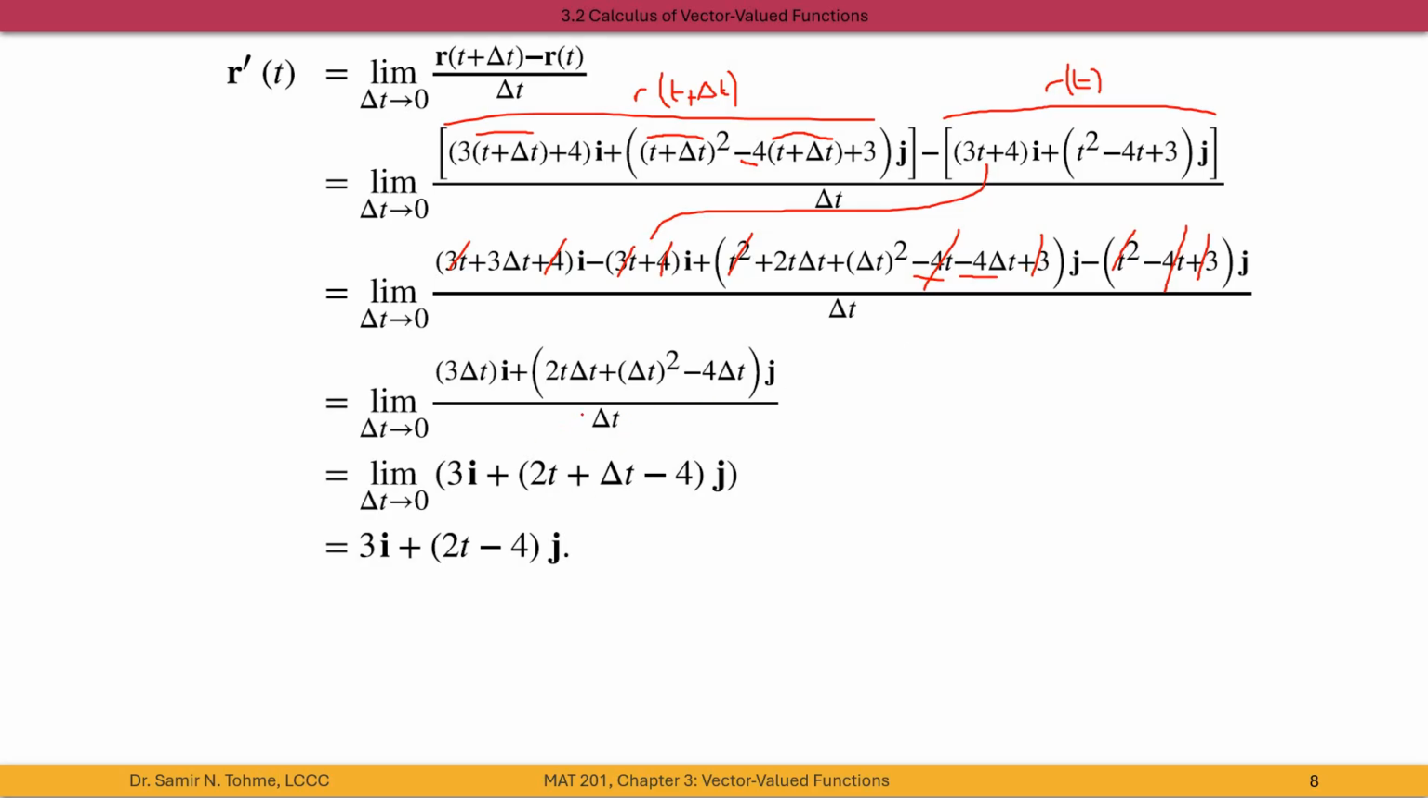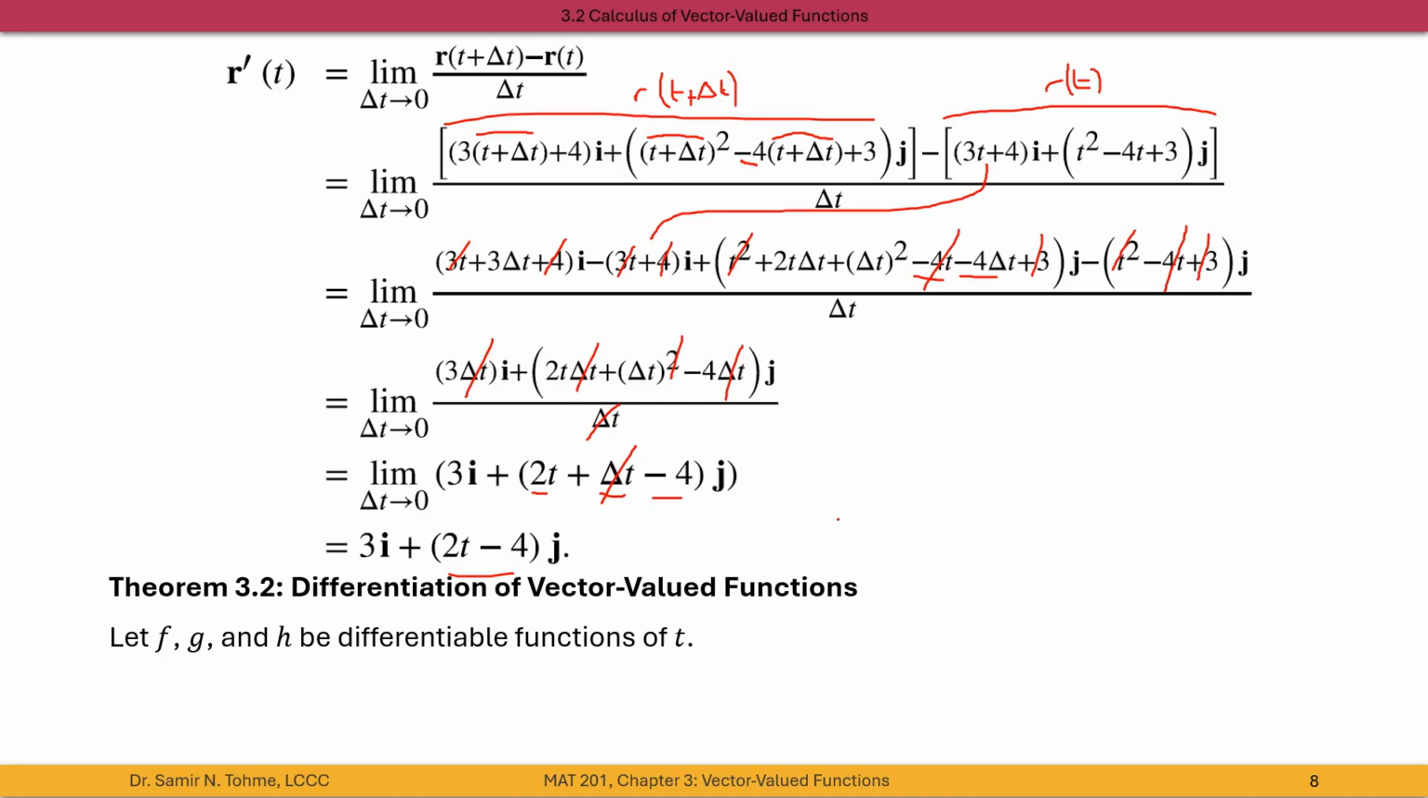Okay, now we can factor out delta t, where you will cancel the delta t's together, and we will have one delta t over here, which is this one. Find the limit as delta t tends to 0. This one will be 0, and you will get 3i plus 2t minus 4j. Okay, so this is the derivative of the vector function r.